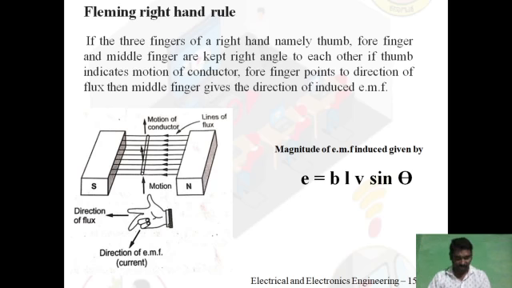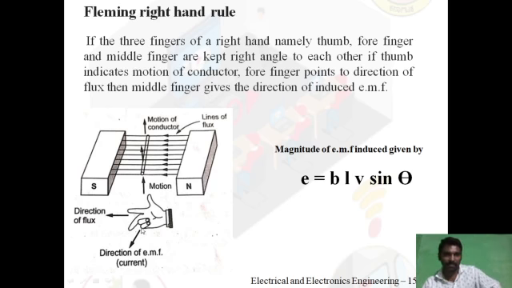As we have discussed in session 1, hold all three fingers mutually perpendicular to each other: the forefinger, the middle finger, and the thumb. If the forefinger points in the direction of the magnetic field and the thumb indicates the motion of the conductor, then the middle finger will give you the direction of current flowing through the conductor.